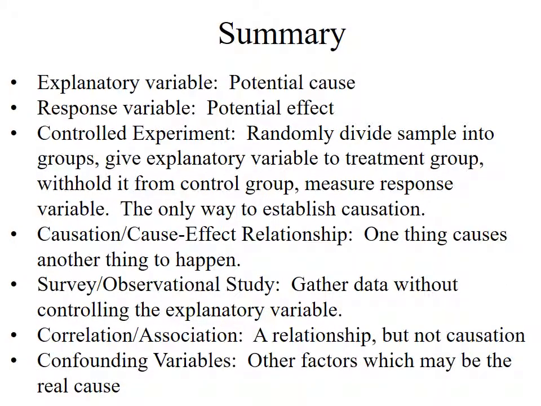So as a result, to summarize this, first of all, the explanatory variable, that's the thing which I think is at least a potential cause factor. The response variable, that's the potential effect that I think might be going on here. A controlled experiment, that's really important. That's where we randomly divide our sample into multiple groups. We give our explanatory potential cause factor to the treatment group. We withhold it from the control group, and usually there's multiple groups here, given different levels of the treatment, 60 minutes of exercise to 120 minutes of exercise, that kind of stuff.